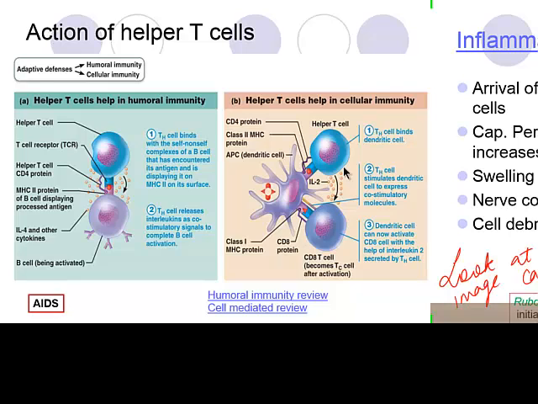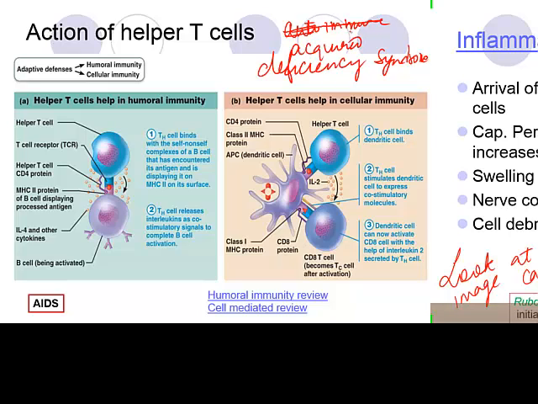In AIDS, what does AIDS stand for? Lack of immunity. Pardon? Okay, someone said autoimmune deficiency syndrome. Does everybody agree? Acquired. Yes, it's not autoimmune. There's a difference. It's acquired, because you acquire it. Acquired immune deficiency syndrome. You have acquired this state of immune deficiency.